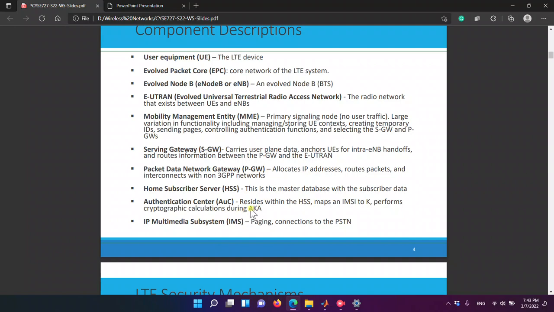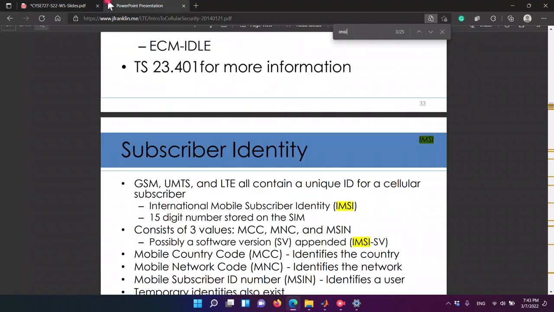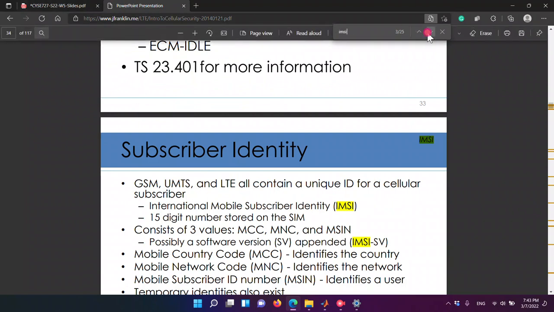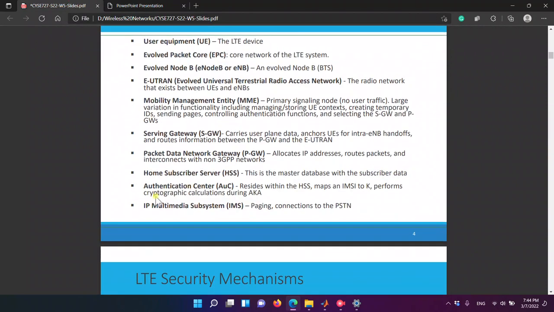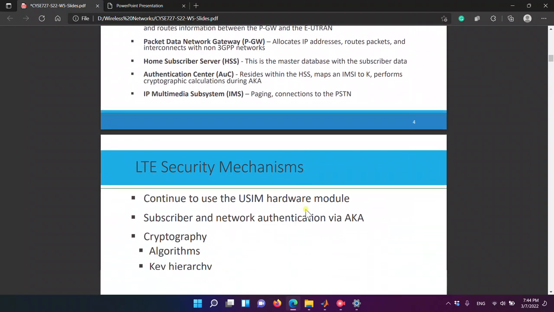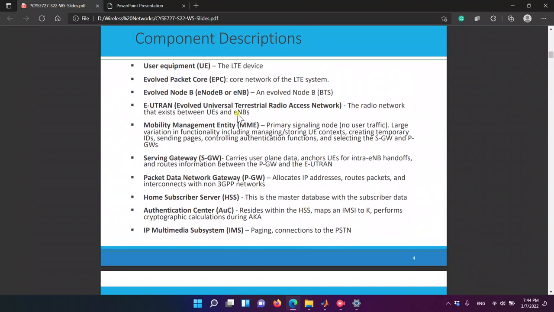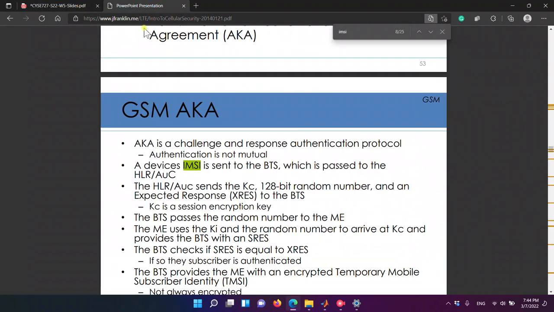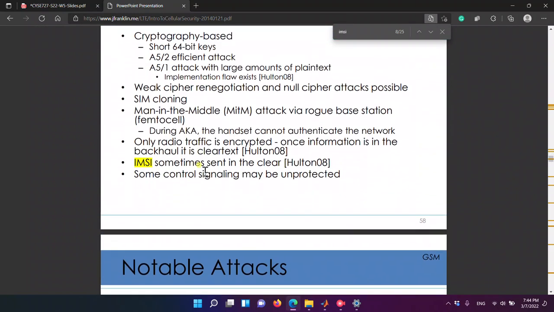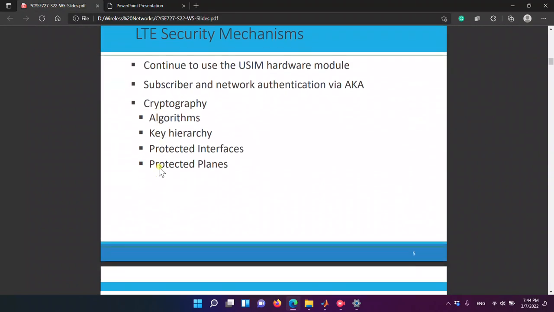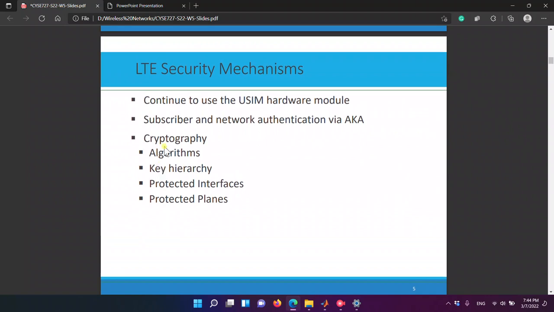Where were we? And the AKA calculations during the challenge and response authentication protocol. Last thing is the IP multimedia subsystem. IMS is the paging and connections to the PSTN. So I think the doctor summarized all the components that are explained in detail, but I'm not sure because I didn't read the rest of the slides.